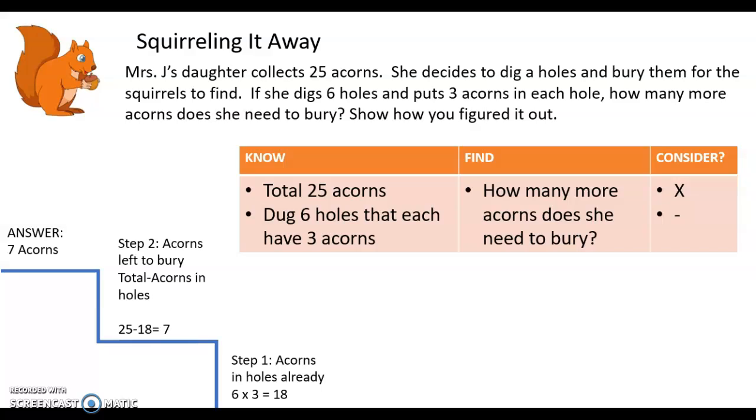How many more acorns does she need to bury? 7 acorns. Did I show my work? Yes, I showed my work using equations. Remember, when you show your work, you can use pictures, numbers, and/or symbols. In this case, I chose to use equations. 6 times 3 equals 18, and 25 minus 18 equals 7.